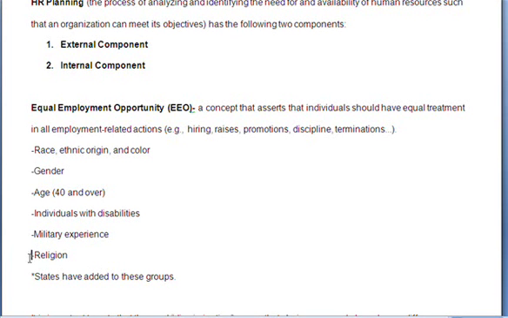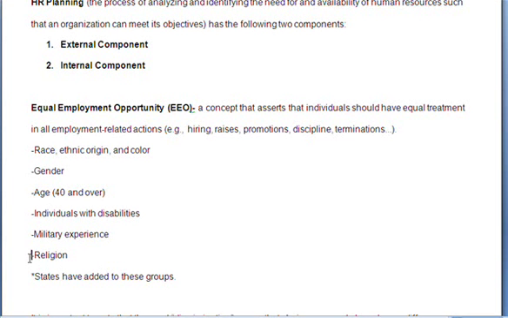Let me clear up something. I think there's very much a misconception as far as these different groups go. A lot of people think when they see race, ethnic origin, and color that it only pertains to African Americans or Hispanics, or when they see gender, they think that only pertains to women. That is not true at all. You are protected based on your race, ethnicity, and color of your skin. That does not matter if you are Caucasian, African American, Hispanic, right? Gender is protected. That is true whether you are male or you are female.